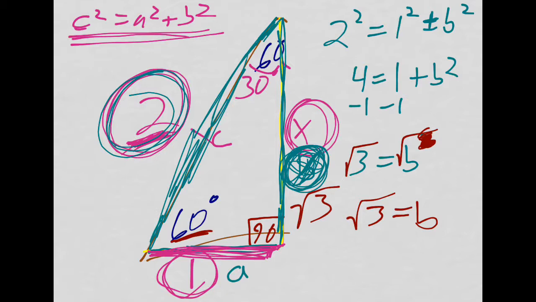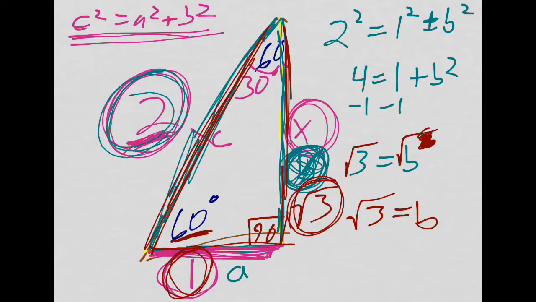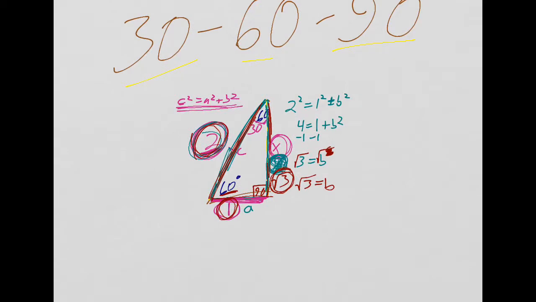And so now we have a 30, 60, 90 triangle. This is our 30, 60, 90 triangle right here. The small side is 1. The larger leg is root 3. And the hypotenuse is 2. Okay, well, we've got that right here.